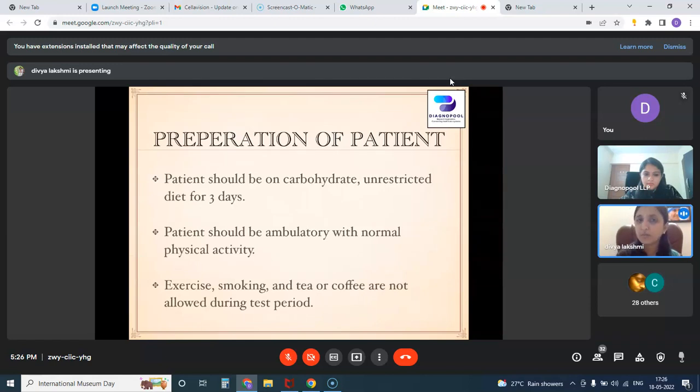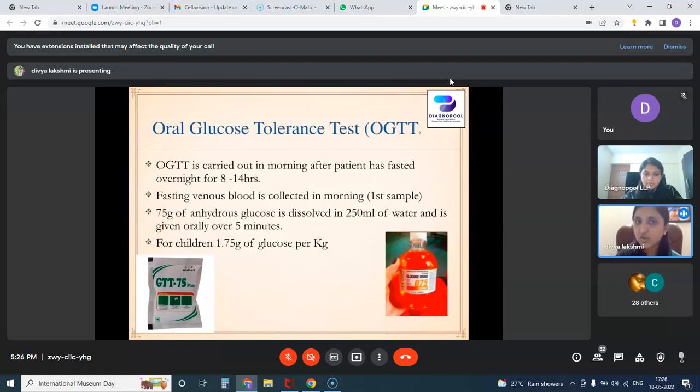In GTT, you will prepare the patient. In GCT, that preparation is not required. So when we are doing OGTT, you will ask to prepare the patient, that is 8 to 14 hours in the fasting state. You will collect the first sample, then you give 75 grams of anhydrous glucose. Please remember, 75 grams of anhydrous glucose is dissolved in 250 ml of water.